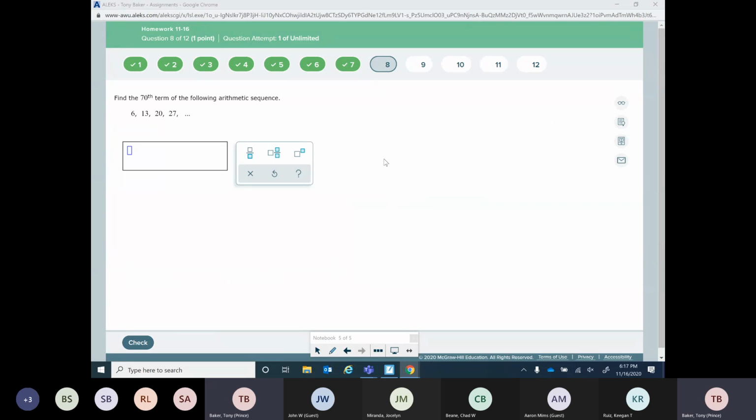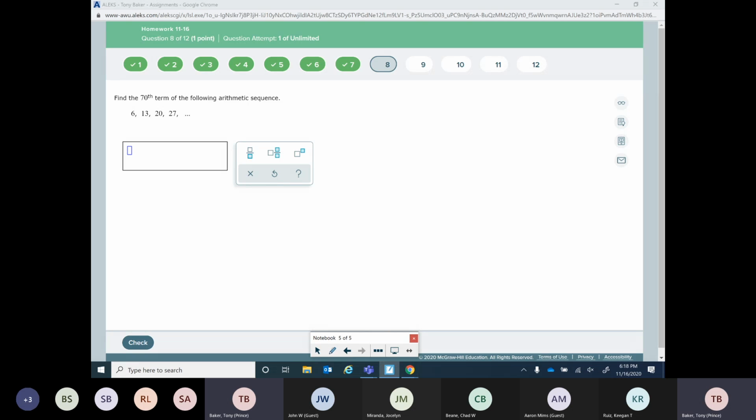The next thing is asking you to find the 70th term in the sequence. So I'd like you to start now. They've given you the first 4. Find me the 70th. What do you think you need? Like 15, 20 minutes to add all those numbers up? No, there's an easier way to do this.